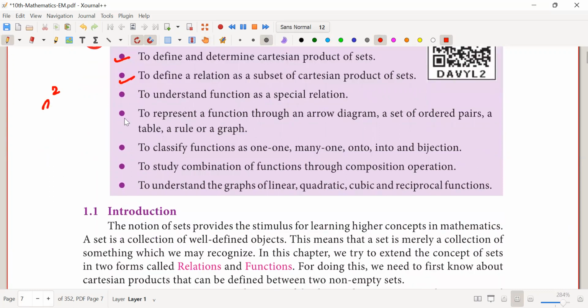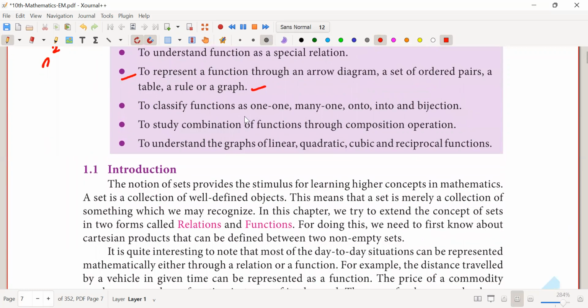Then how to represent in arrow diagram, set of ordered pairs, a table, a rule, or a graph. How to represent things. To classify function as one-to-one, many-to-one, onto function, into function, and bijection or bijective function. To study the combination of functions through composition. F of G, G of F, F of G of H. Like that, we will be combining.